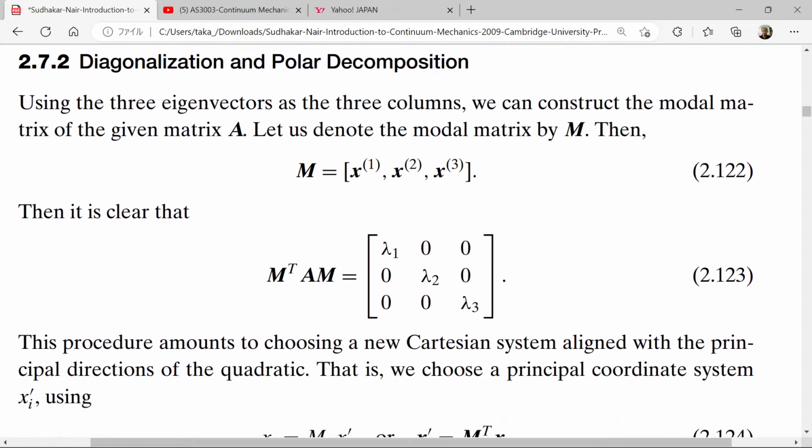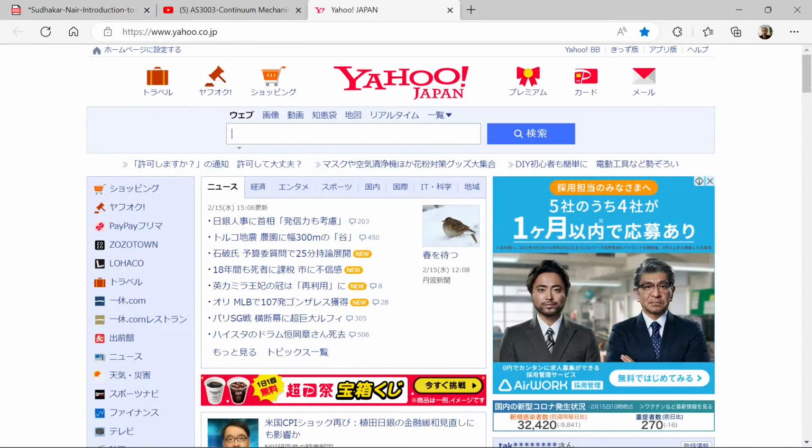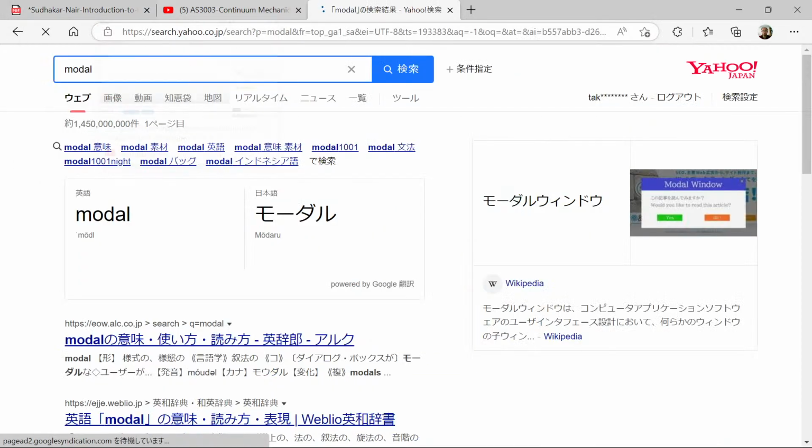Okay, using the three eigenvectors as the three columns, we can construct the modal matrix. What is modal? Modal.